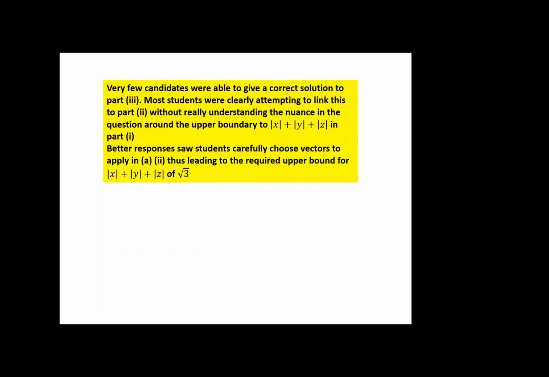So, some information regarding this part. Very few candidates were able to give a correct solution to this part. Most students were clearly attempting to link this to part 2 without really understanding the nuance in the question around the upper boundary. Better responses saw students carefully choose vectors to apply in part 2, thus leading rather quickly, in fact, to the required upper bound of √3.